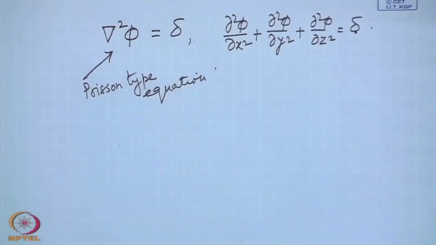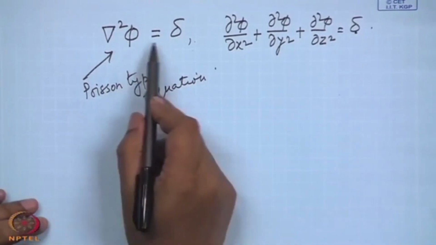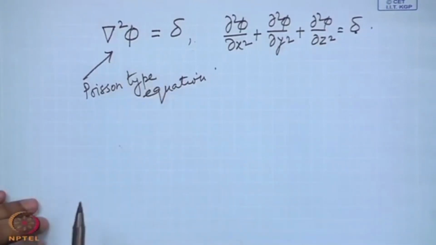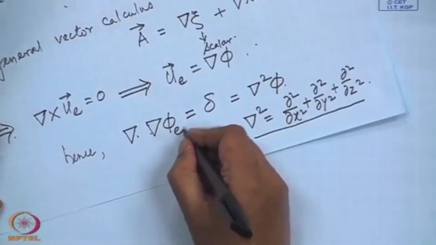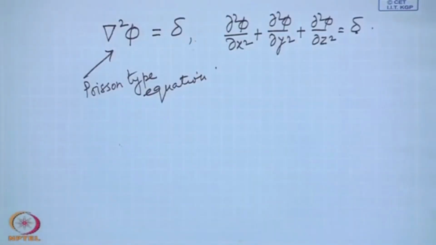If delta is 0, then the equation is called Laplace equation. If Laplacian phi equal to 0, then the equation is called Laplace equation. If it is non-zero, then the equation is called Poisson type of equation. Now, since this phi we will also use a subscript e, because this phi is associated with this velocity u e. So, we are using one e here.